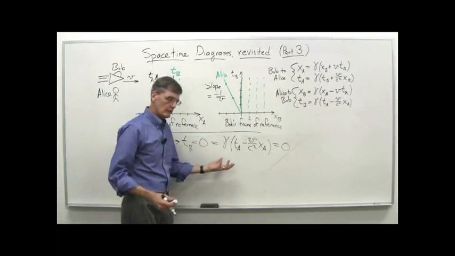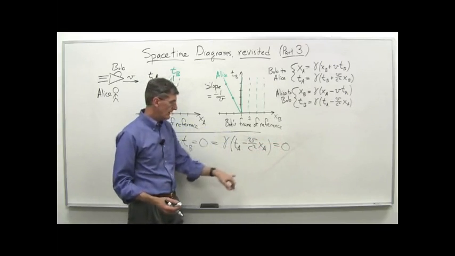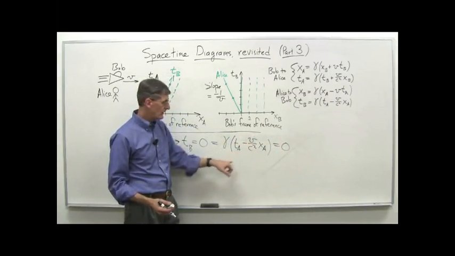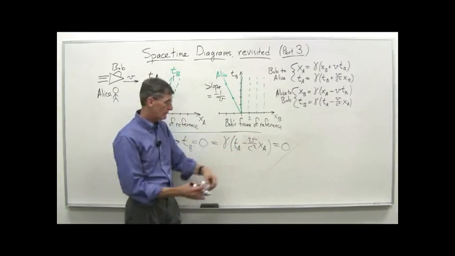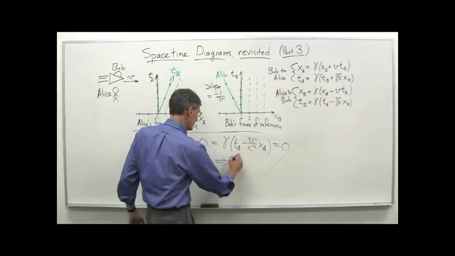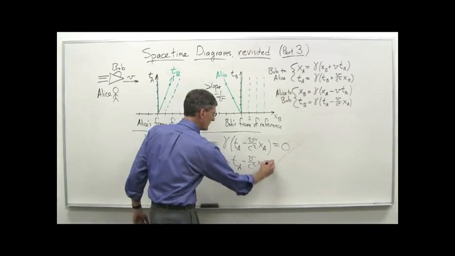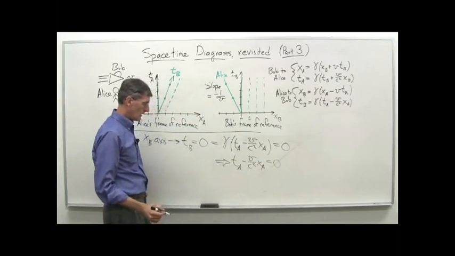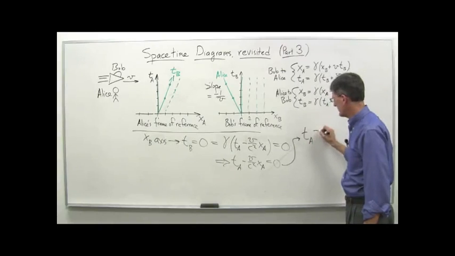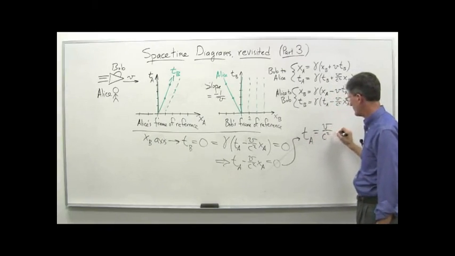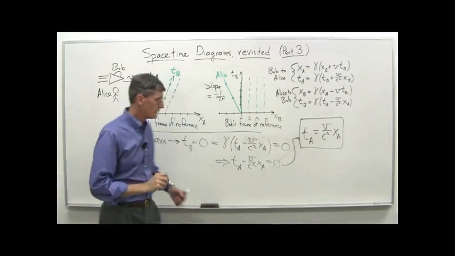In fact, we won't multiply it out this time because we should be able to see that if I've got something times something equals 0, that means either this is 0 or this something is 0. Clearly, gamma is not 0. It's greater than or equal to 1. That means this must be equal to 0. So this implies that t_a minus v over c squared x_a equals 0. And from that, we get t_a equals v over c squared x_a. And that is our result for it.